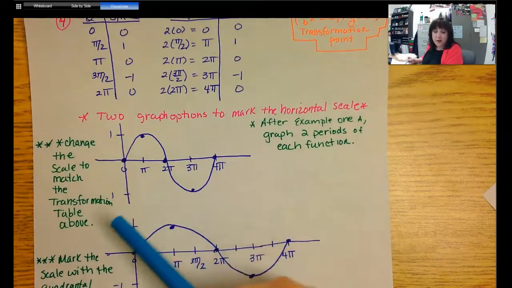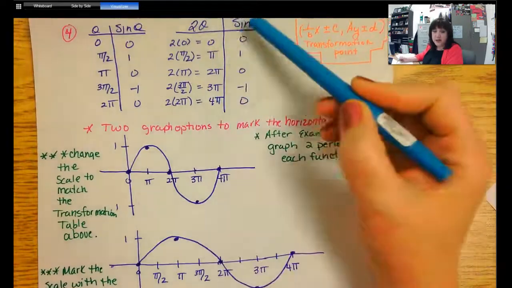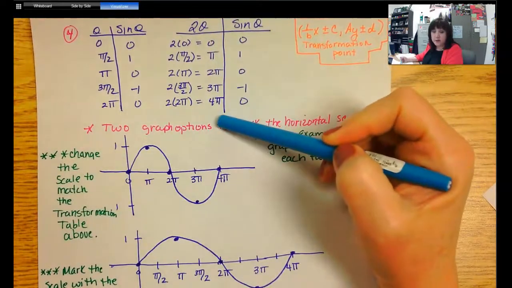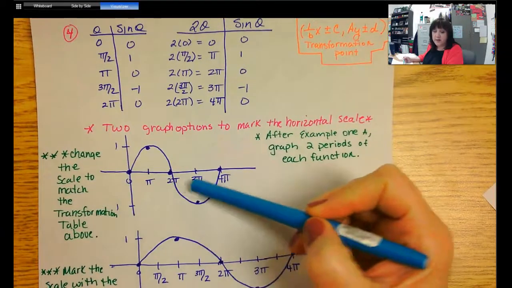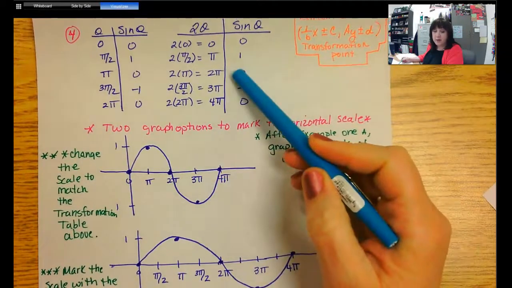So as far as my graph goes, I changed the first one, all of them to be our new angles. So I have angles of 0, pi, 2 pi, 3 pi, 4 pi. And then I plotted my sine values.